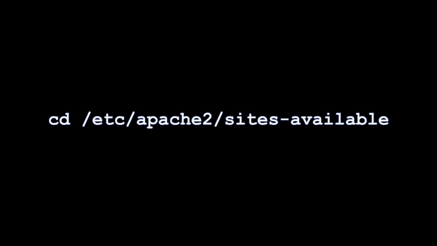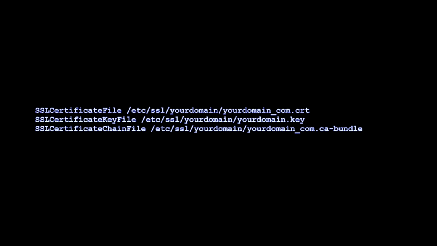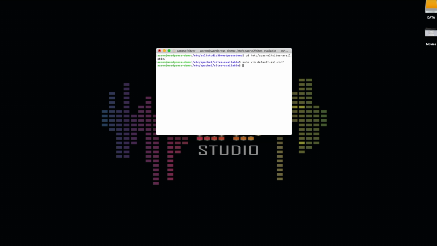Next, cd back to your configuration directory. cd /etc/apache2/sites-available. Sudo vim default-ssl.conf. Now you need to put the files that you've copied to your directory into this configuration file. SSLCertificateFile is your CRT. Your key file is the name of the key file you generated. And don't forget your chaining file. Next, exit out of your editor.